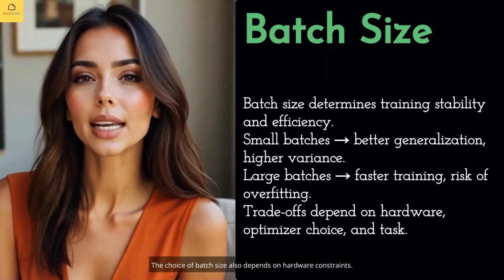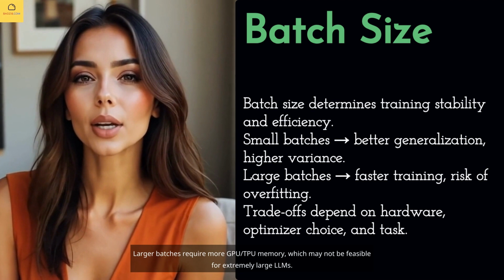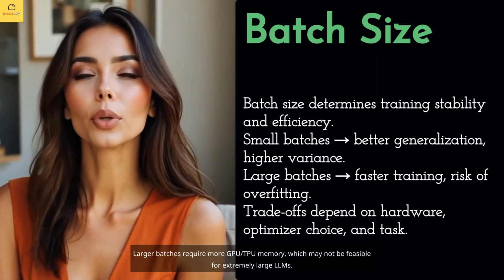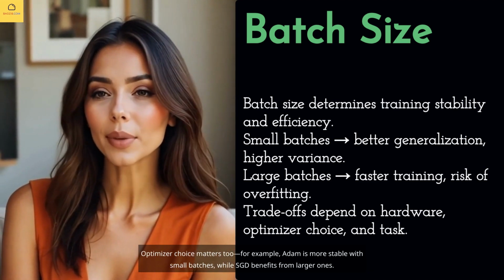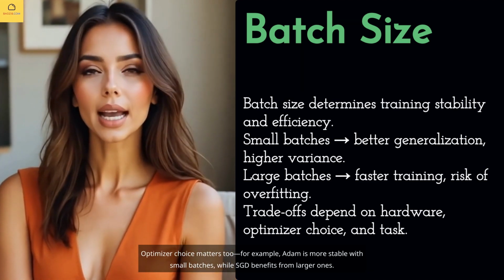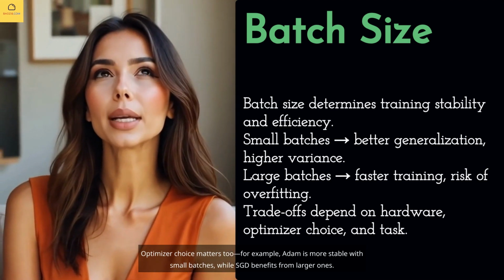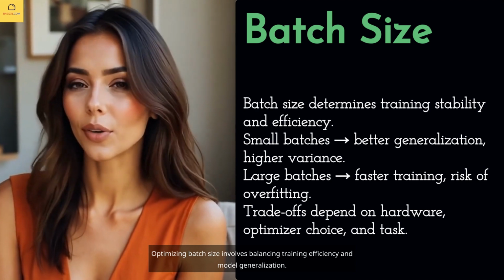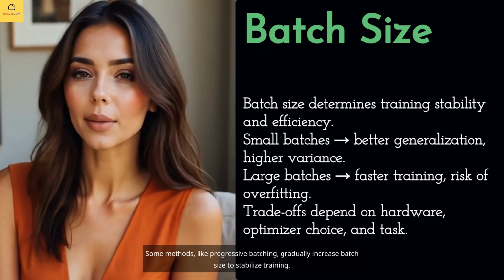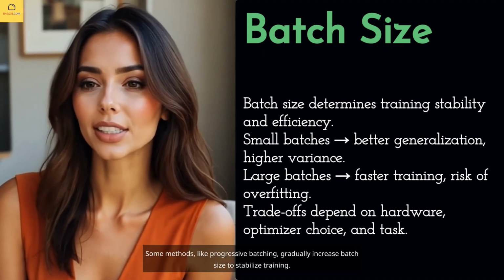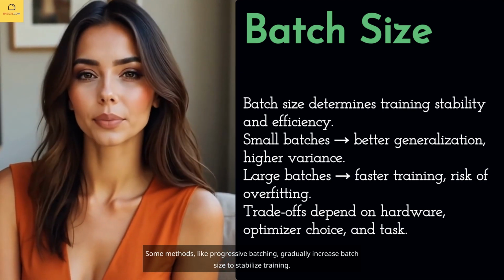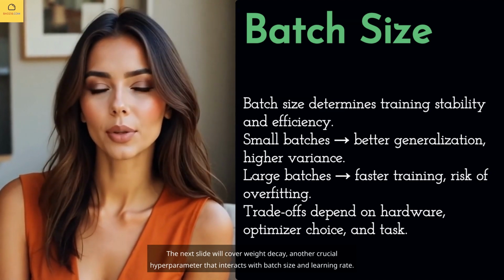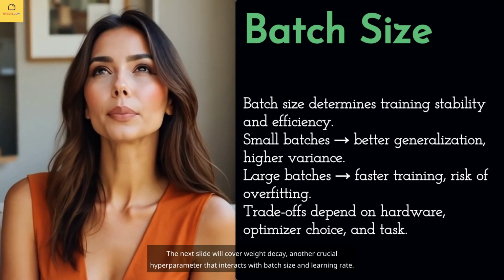The choice of batch size also depends on hardware constraints. Larger batches require more GPU/TPU memory, which may not be feasible for extremely large LLMs. Optimizer choice matters too. For example, Adam is more stable with small batches, while SGD benefits from larger ones. Optimizing batch size involves balancing training efficiency and model generalization. Some methods, like progressive batching, gradually increase batch size to stabilize training. The next slide will cover weight decay, another crucial hyperparameter that interacts with batch size and learning rate.